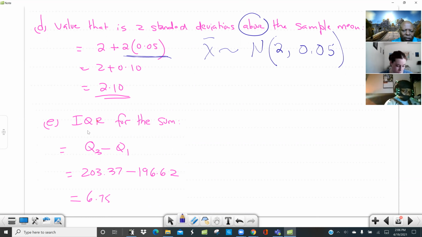The interquartile range is always Q3 minus Q1. That's the meaning of the interquartile range. And we have these numbers already. For the sum, where are they? They are right here.